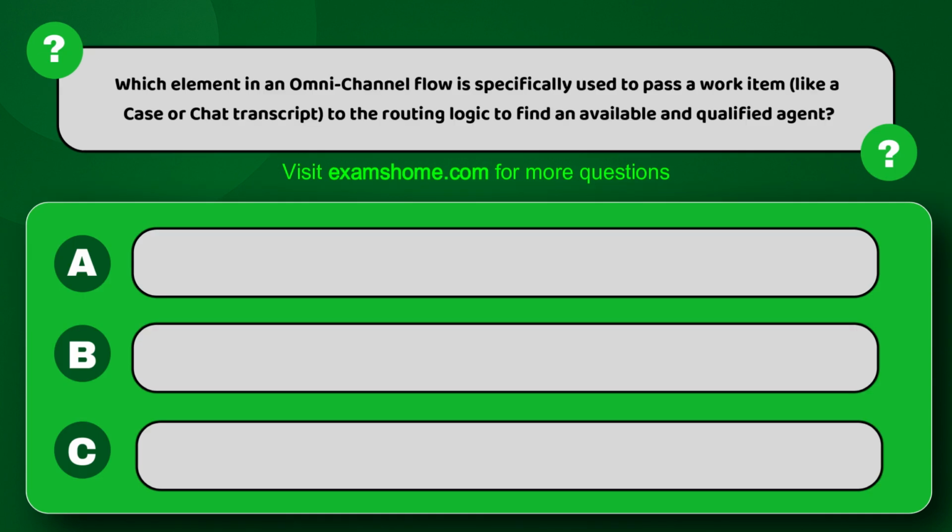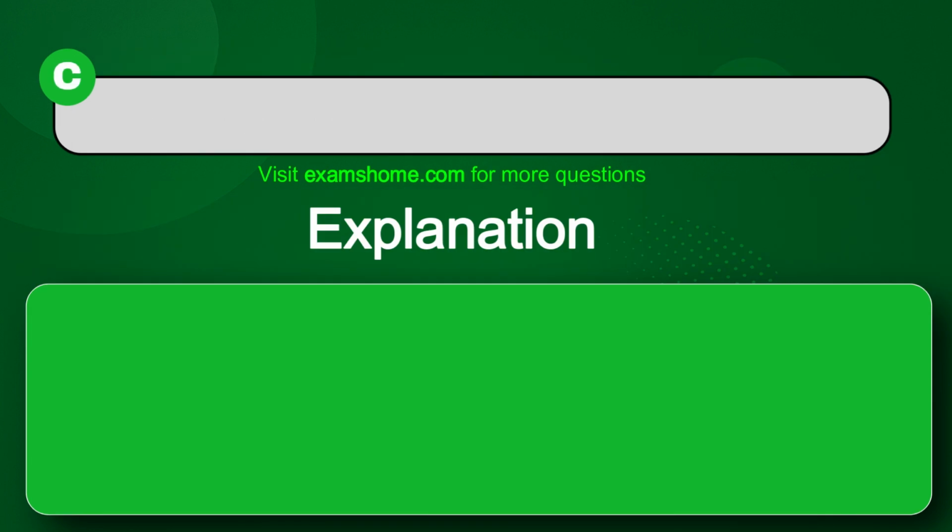Which element in an omni-channel flow is specifically used to pass a work item, like a case or chat transcript, to the routing logic to find an available and qualified agent? A. Assignment. B. Decision. C. Route work action. Correct answer.